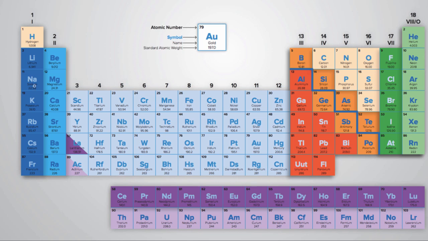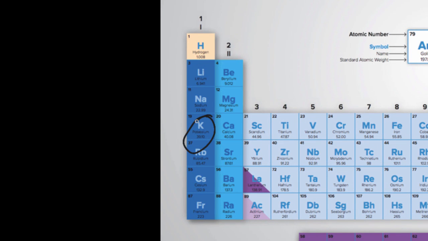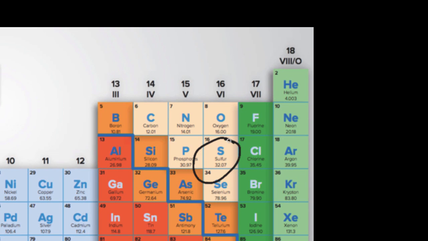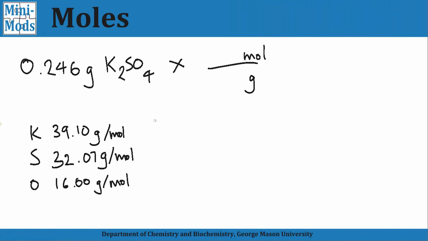The molar mass of potassium is 39.10 grams per mole. The molar mass of sulfur is 32.07 grams per mole, and the molar mass of oxygen is 16.00 grams per mole. Now that we have the molar masses of each of the atoms in potassium sulfate, we can calculate the overall molar mass of the compound.